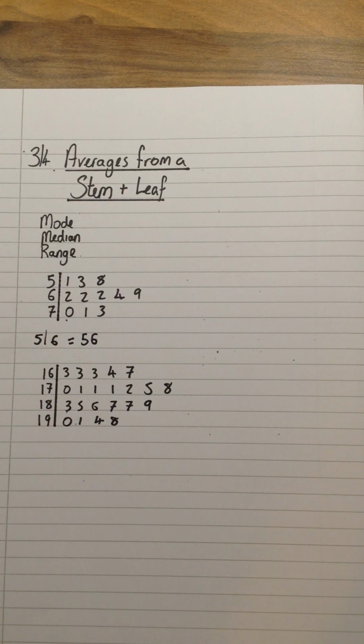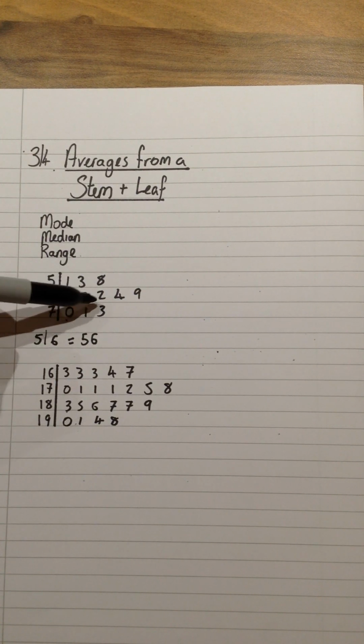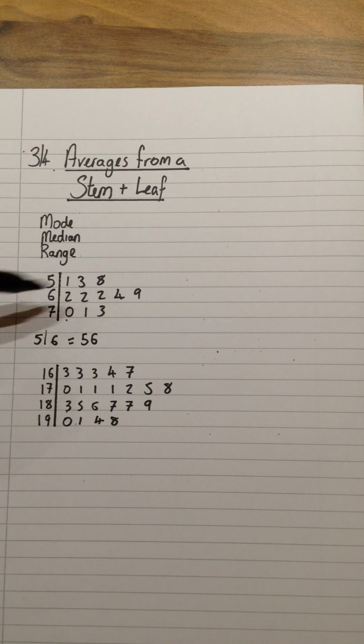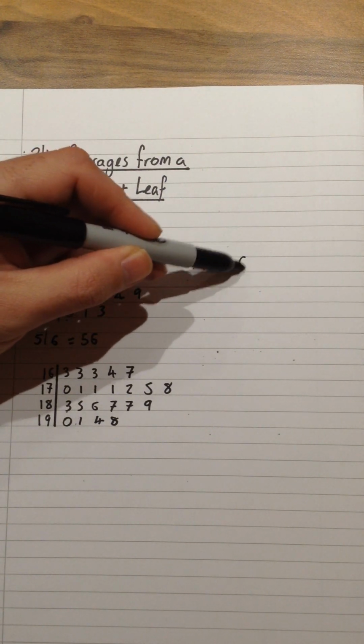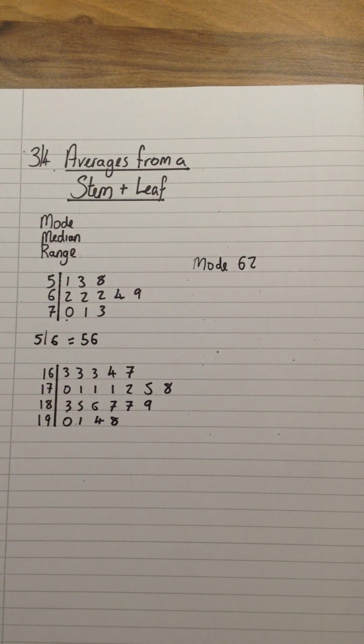In order to find the mode, we simply look for the most common number. Now this must appear all on the same row, because a 2 on this row and a 2 on this row do not represent the same thing. So here the most common number is this 2 here on this row, and if you remember, because it's 6 with a 2 just there, that means that the mode for this one is 62. That is the number that appears the most often.